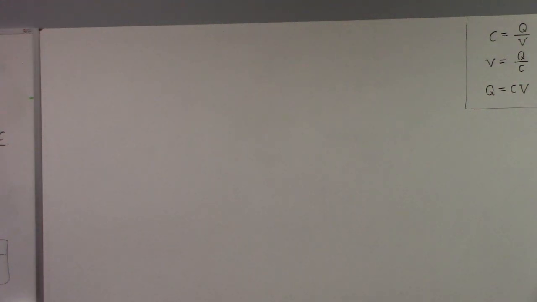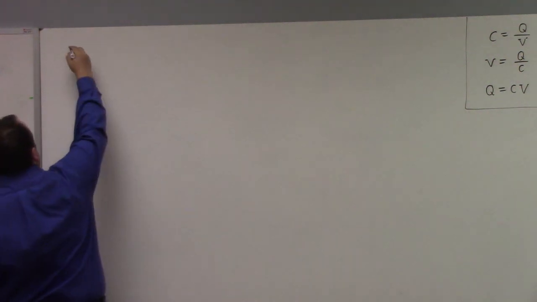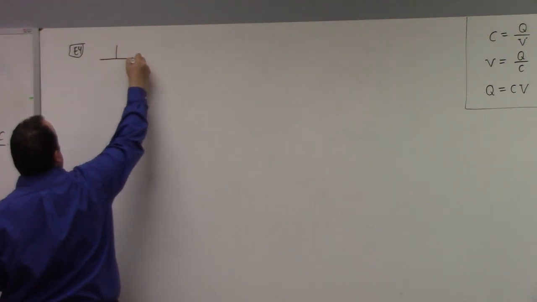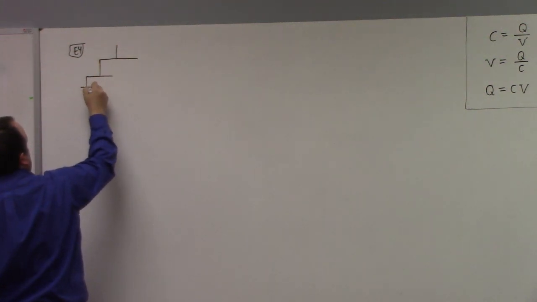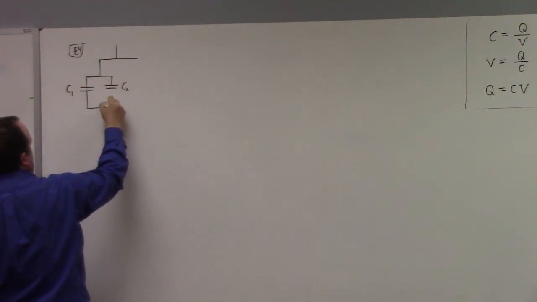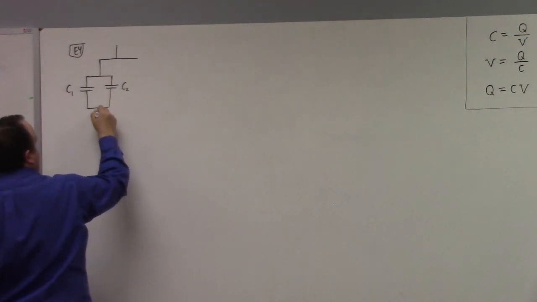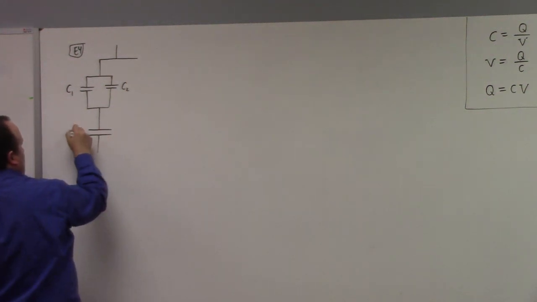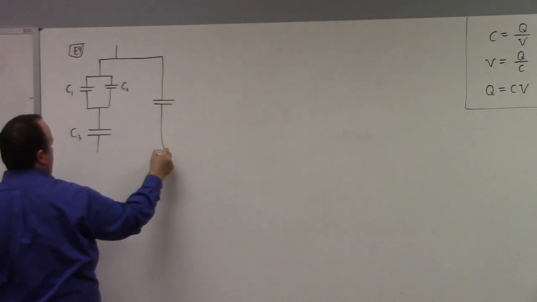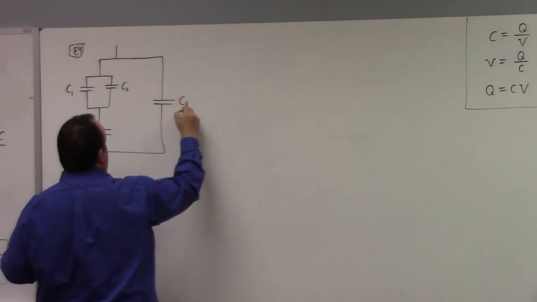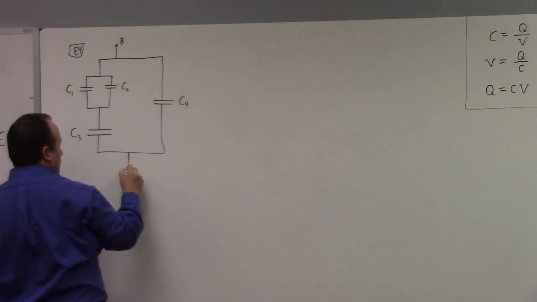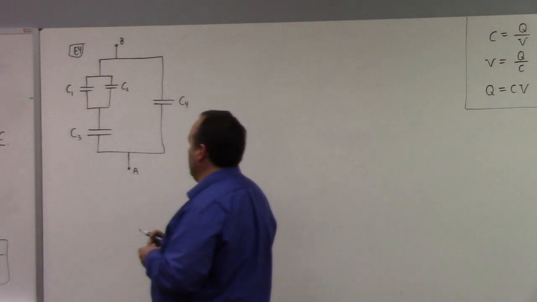Okay, so example 4. Let us suppose that we have the following situation. We've got 2 capacitors, I'll call them C1 and C2, in parallel like that. And that's in series with a C3 down here. And all of these together are in parallel with this C4 over here. I think if we can do this one, we should be able to do a lot of things.